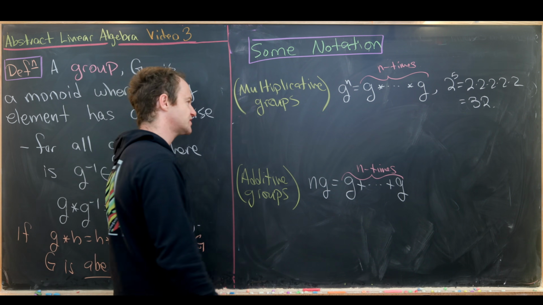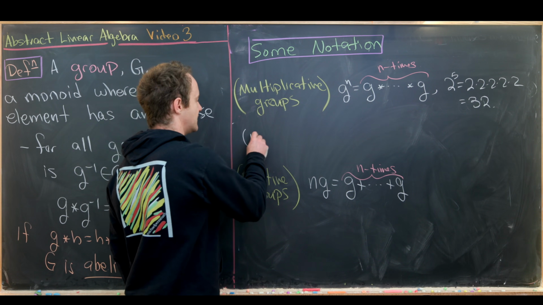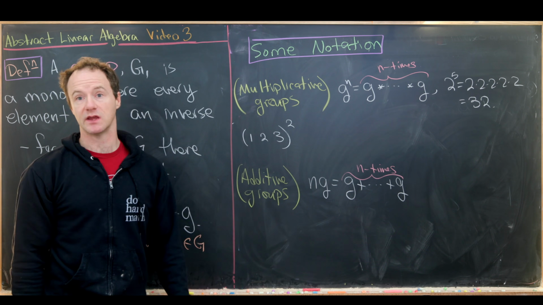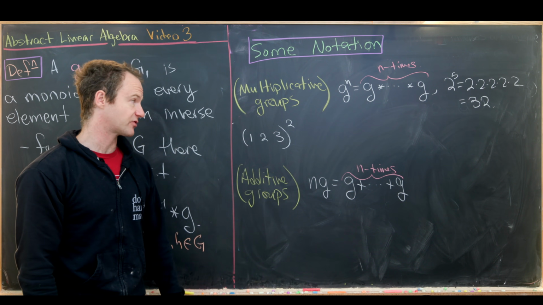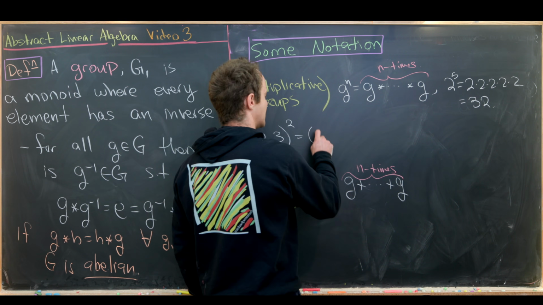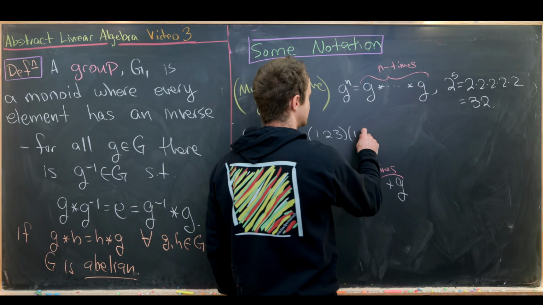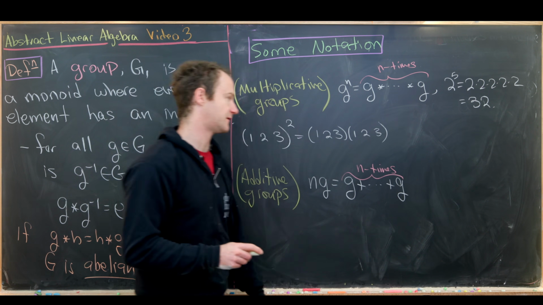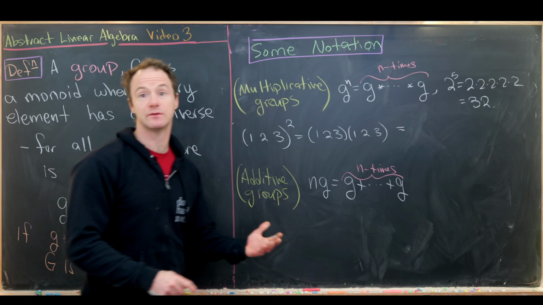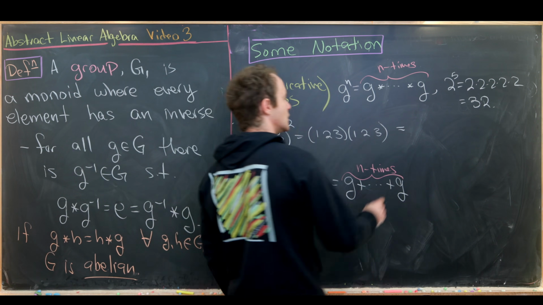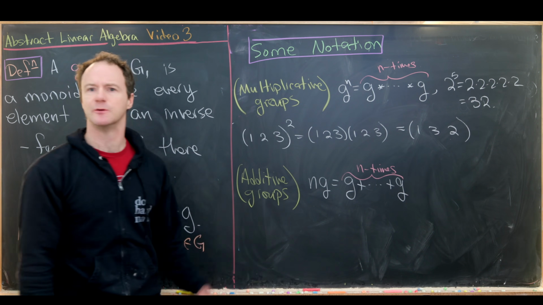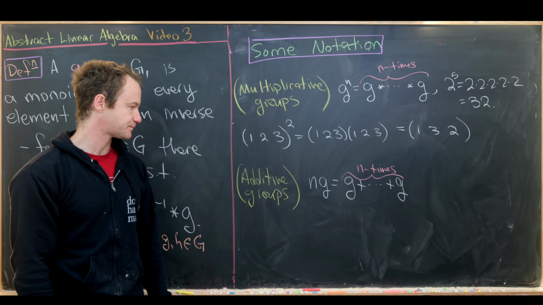But maybe more interestingly, if you take the 3-cycle (1 2 3) and square it, so this is in S3, that is going to be the same thing as applying (1 2 3) to itself like this. And then by calculation methods that we saw in the previous video, that would turn into the 3-cycle (1 3 2). I'll let you check that if you need to.